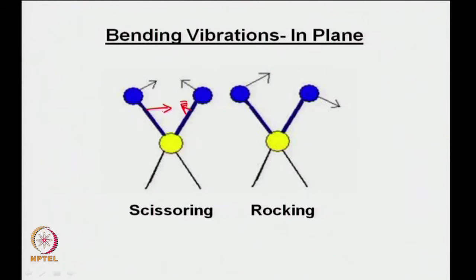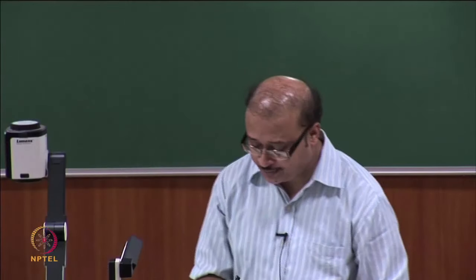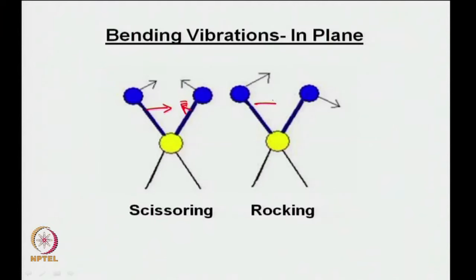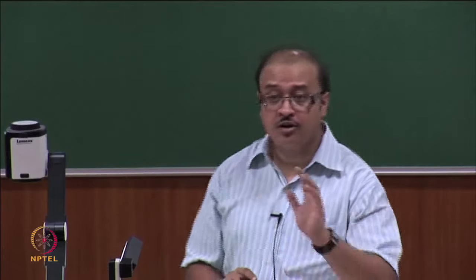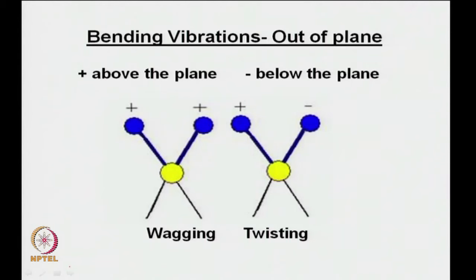The rocking is different: while in scissoring both the bonds move towards each other like a scissor as you use to cut something, in rocking you can see both the bonds are moving in the same direction. It is like a rocking chair, you are moving back and forth. But remember, both these things are in plane. And if you have a set of in plane bending vibrations, then you are sure to have some out of plane bending vibrations.